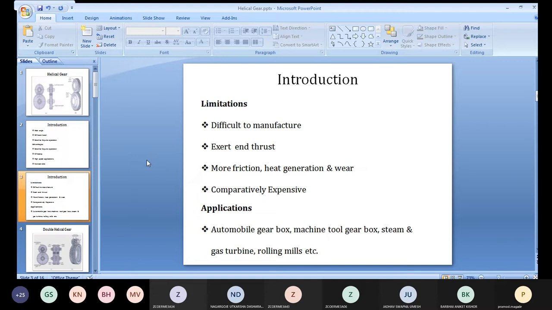That will be the limitation. Why a limitation? Because a certain force comes at the time of meshing, there might be chances of breakage of the teeth. And if teeth break, there will be a problem in working, and we'll have to change the total structure. Correct? Third point.